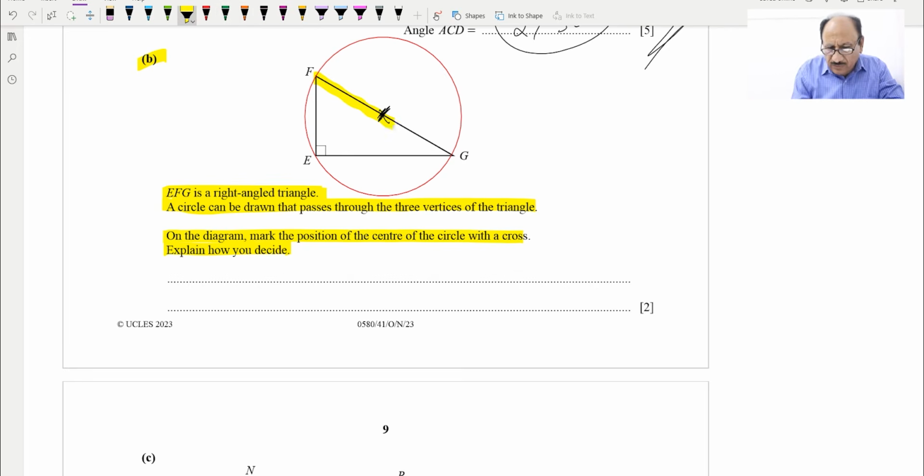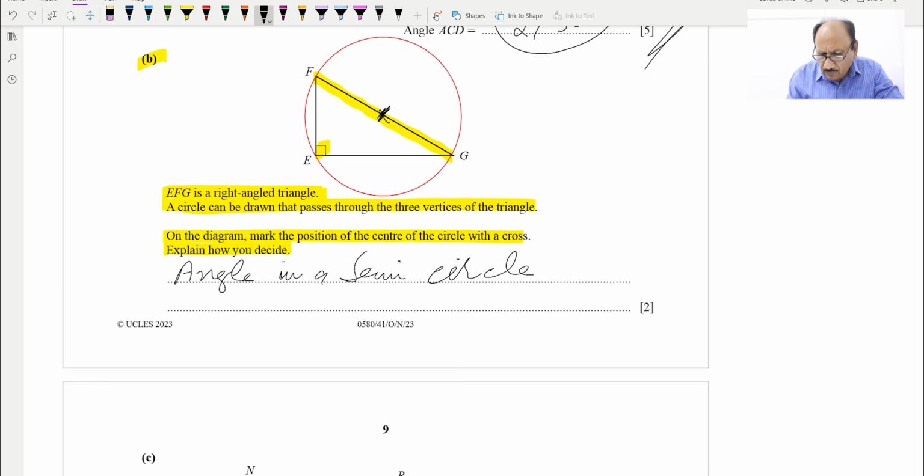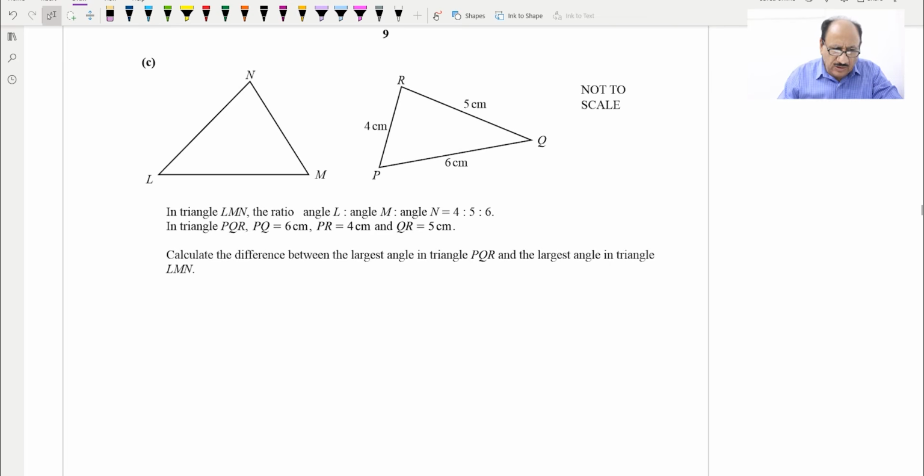FG will be the diameter of the circle, and this angle will be the angle in a semicircle. So we can write: angle in a semicircle is 90 degrees. So this one is for 2 marks, which is done. Now they are saying C part.